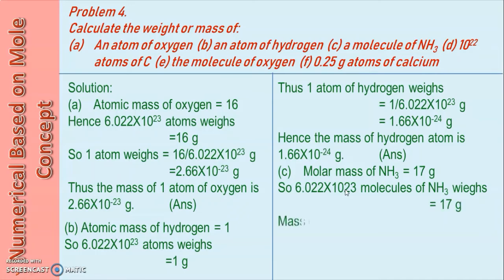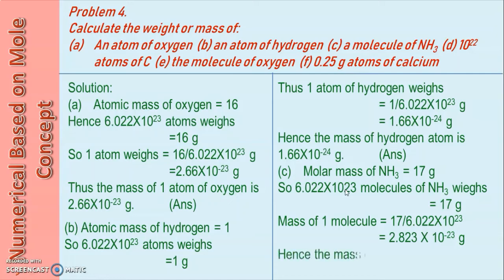So, one molecule of ammonia, the weight will be 17 by 6.022 into 10 to the power 23 gram, which is equal to 2.823 into 10 to the power minus 23 gram. Hence the mass of one molecule of ammonia is 2.823 into 10 to the power minus 23 gram.